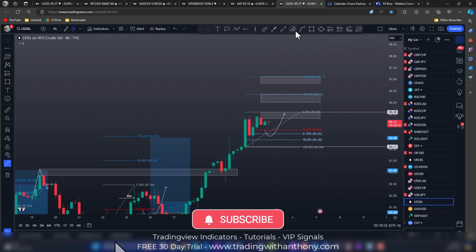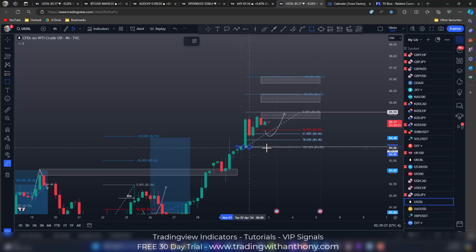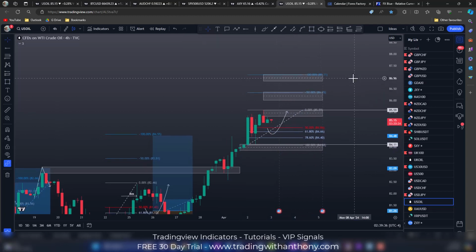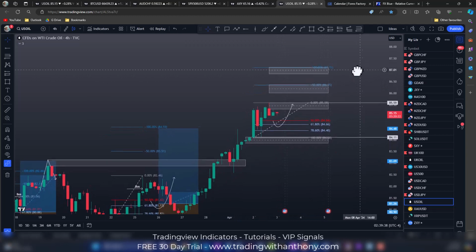Stop loss would go under. Okay, so we've got, well, this support zone under here. So there's your stop under here, an entry point around the 61.8 and 3 targets. Now that's my take on US oil at the moment.